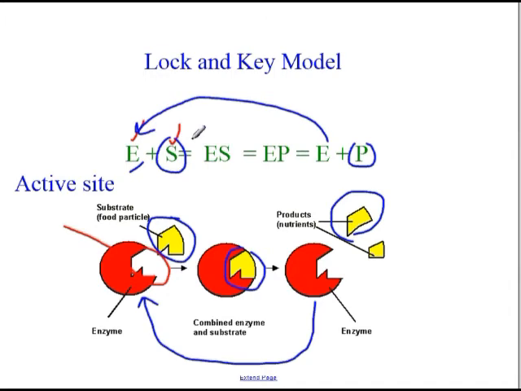Lock and key model. The basic idea is that there's only one shape of a substrate that fits into the enzyme, and that's why it's so important for that enzyme to have tertiary structure. When we talked about primary, secondary, and tertiary structure of proteins, using a certain sequence of amino acids, it then generates that active site where it can bind in there.